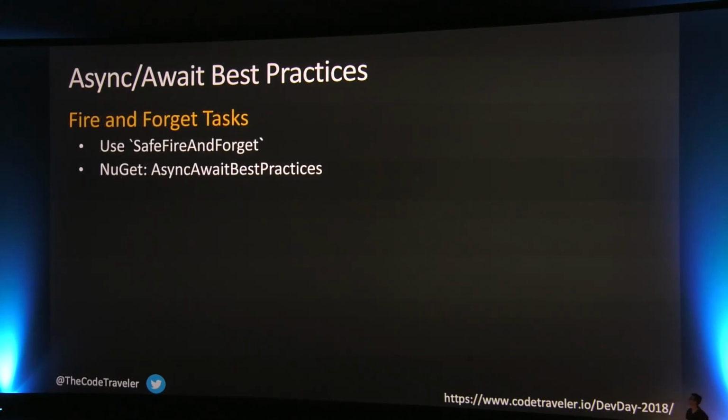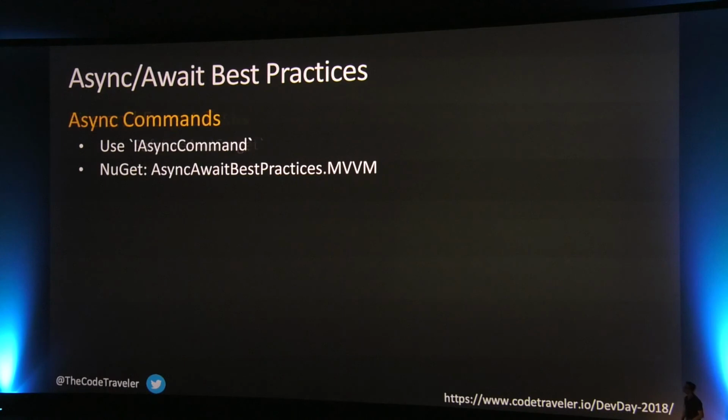Fire and forget tasks. Don't do it. If you can avoid it, don't do it. You want to await that task so that we can rethrow the exception. But if you have to, we've created this SafeFireAndForget. That's in NuGet in a package called AsyncAwaitBestPractices. And we've posted the link to the NuGet package down here at the bottom of the slide. Async commands, if you want to check it out, we've made AsyncCommand for you. That's also in a NuGet package available here if you're doing any MVVM work dealing with tasks.